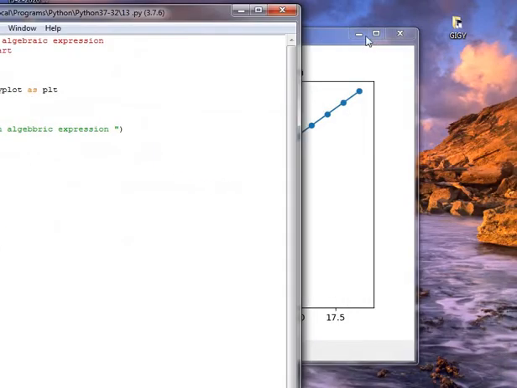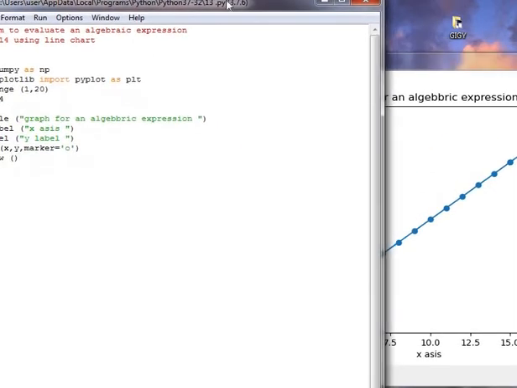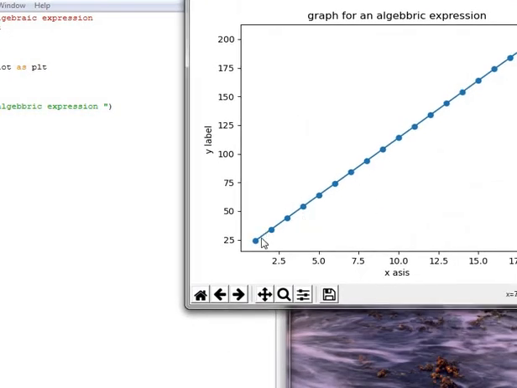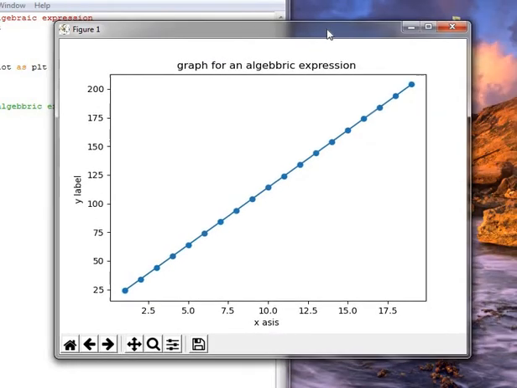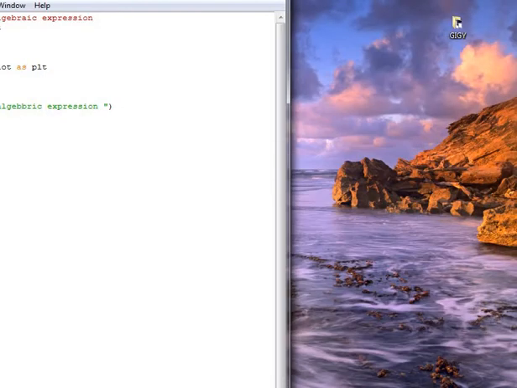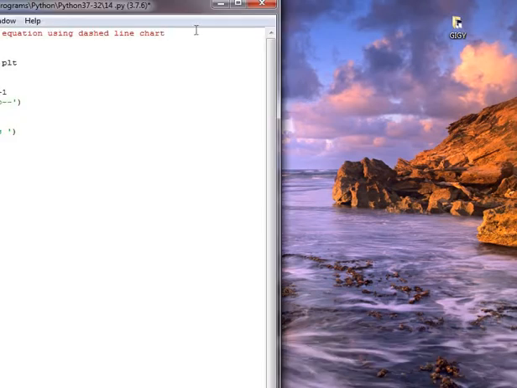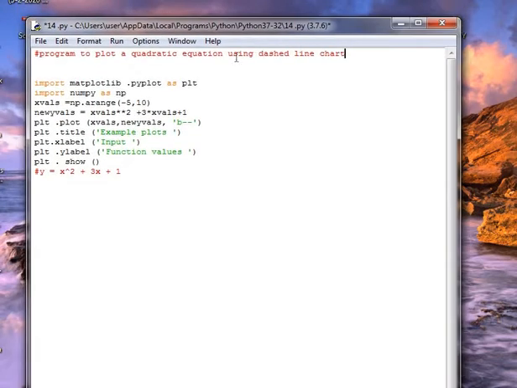In this, the first value is maybe 24, then 34, 44, etc. So here 24, 34, 44, etc. are the values. Okay, so we can easily find out the data points. Okay, then our next script is a program to plot a quadratic equation using a dashed line chart.